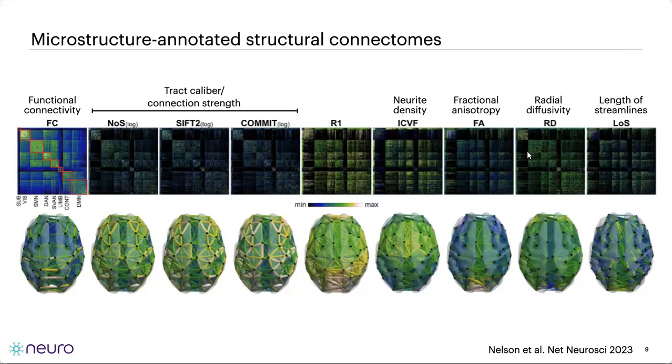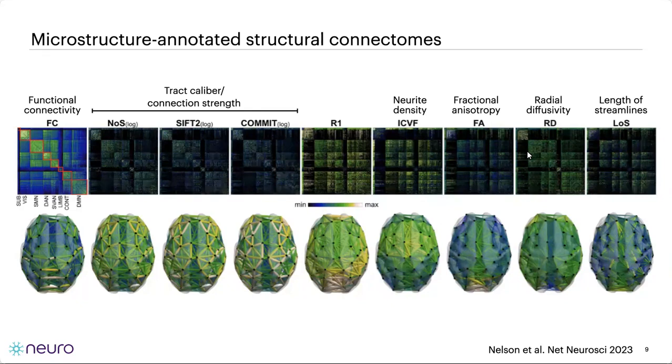The first 3 here are really measures of tract caliber or connection strength. So NOS is just there for historical purposes, for comparison. But SIF2 and COMMIT, which is what we work with the most, are really more accurate measures of tract caliber, okay? They're extracted from multi-shell diffusion data. And then a few other features that are really just projected, as I showed earlier, onto these tracts: R1, neurite density, FA (fractional anisotropy), radial diffusivity, and length of streamlines.